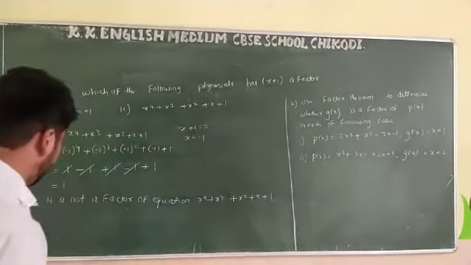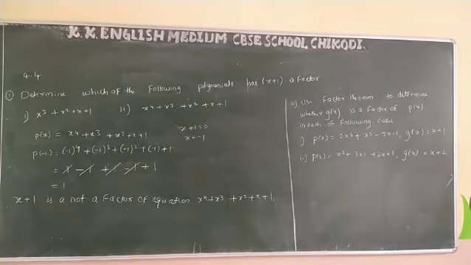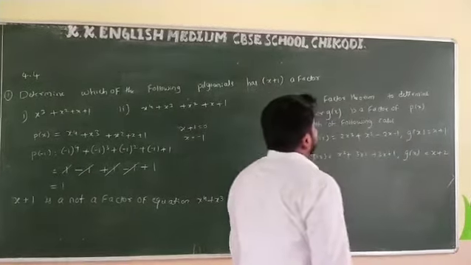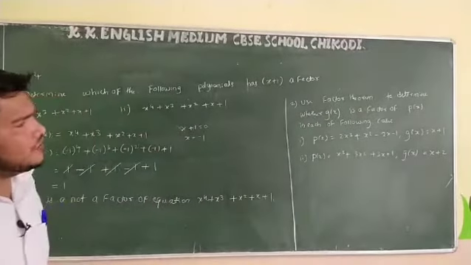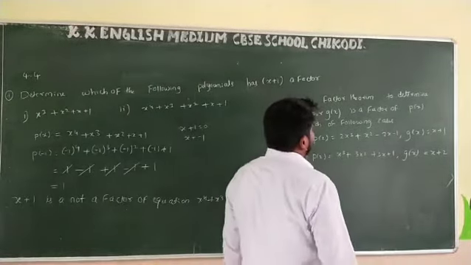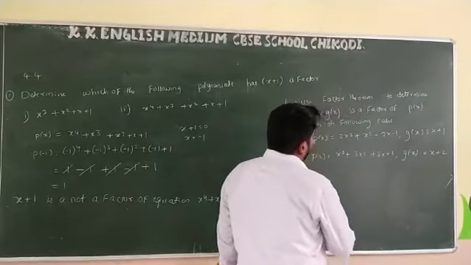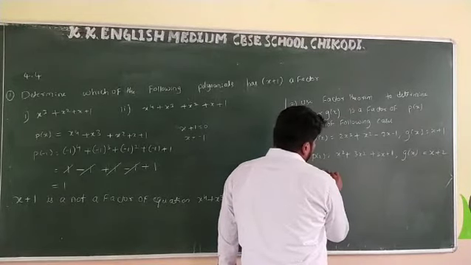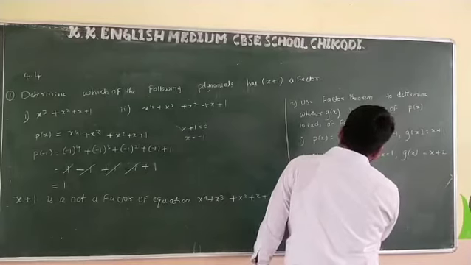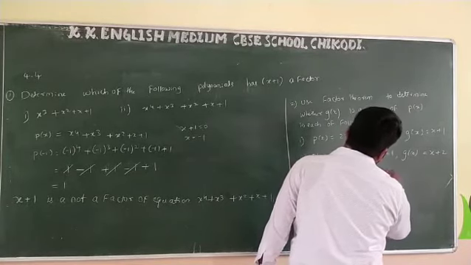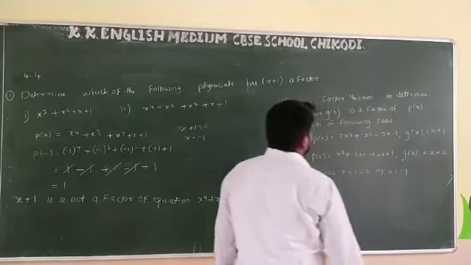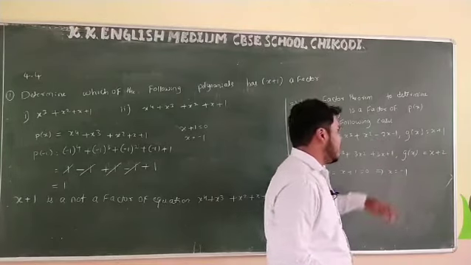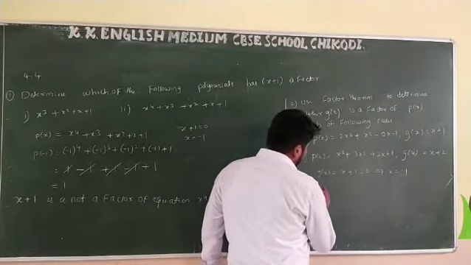Okay, so this is exercise number 4.4, that is the first question, how to solve. Now comes here: use factor theorem to determine whether g of x is a factor of p of x in each of the following cases. So see here, g of x is given, the first one we will solve. g of x is equal to x plus 1, which is equal to 0, that is x is equal to minus 1. So substitute this minus 1 in the first equation, that is p of x is equal to 2x cube plus x square minus 2x minus 1, that is p of minus 1.